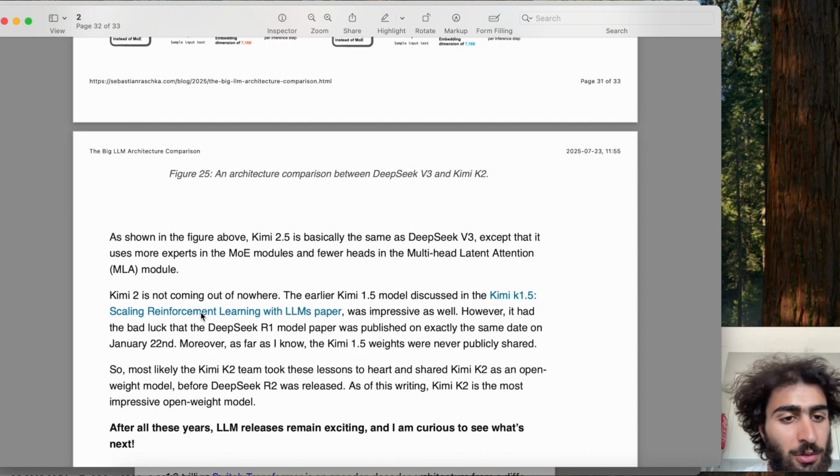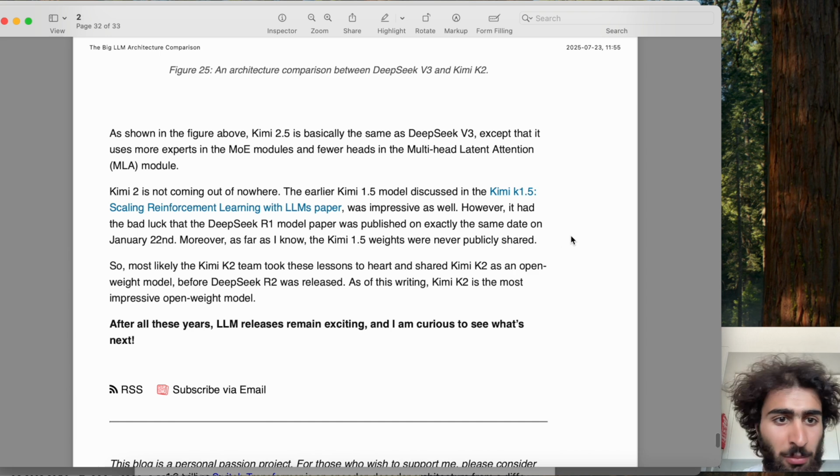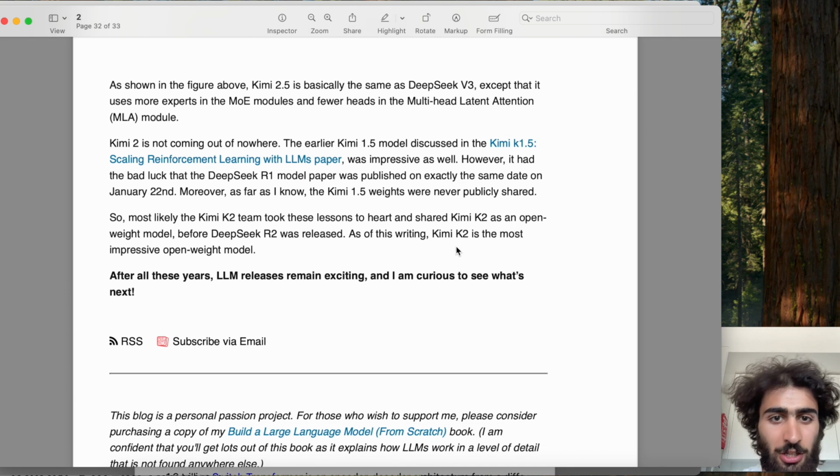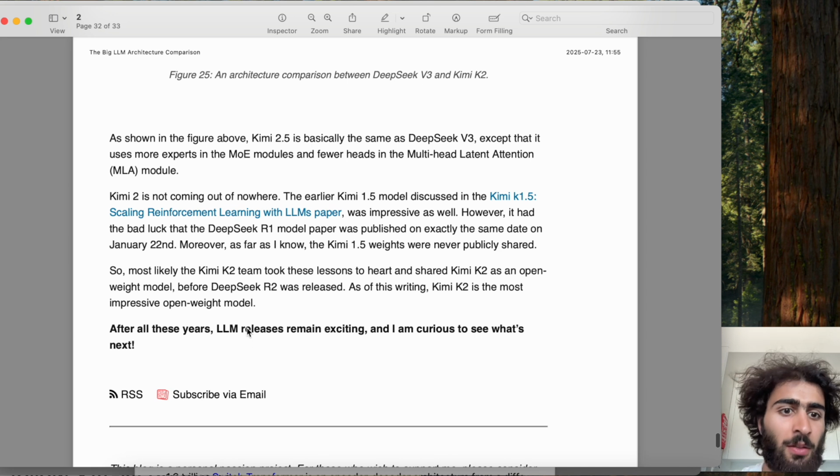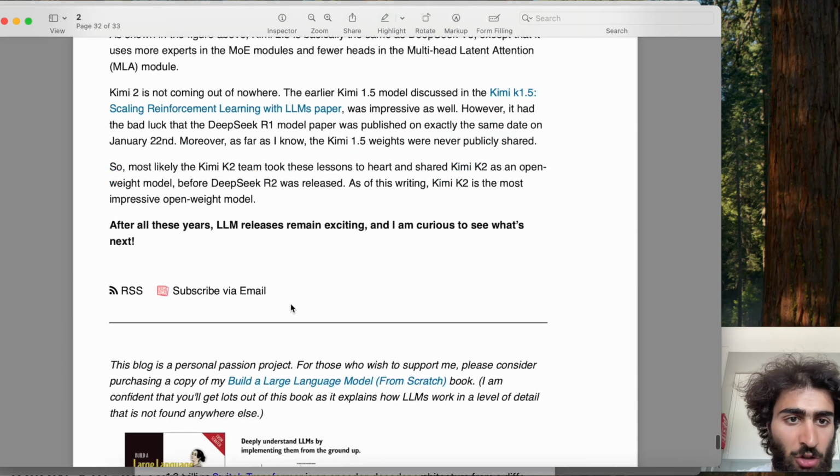What I didn't know is that Kimi K2 is not something which came out of nowhere. Of course, it is the second or rather third iteration if we assume that they did 1.5, and then 2. But the problem was that 1.5 was released on the same day as DeepSeek R1, which definitely clouded it, on January 22nd. And also, they never released their weights publicly. So the Kimi K2 team most likely took these lessons to give an open weight model and release it before DeepSeek R2, which is quite a pro move by them to get the attention before DeepSeek makes waves with their next model. And as of writing this and as of making this video, Kimi K2 is the most impressive and most competent open weight model.